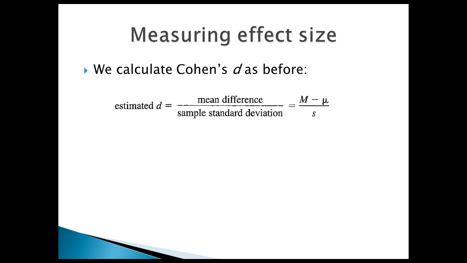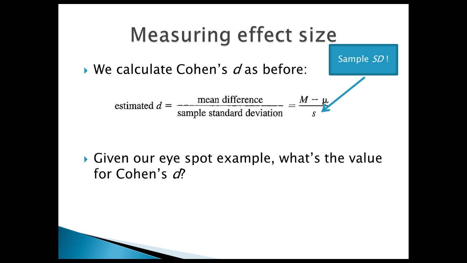So measuring effect size, how do we do that? We can calculate a Cohen's d as before, so estimated d equals the mean difference over sample standard deviation. So notice that this is very similar to the t calculation, but for the denominator it's just the plain Jane standard deviation, not the estimated standard error. So remind yourself, sample standard deviation here. So given your eye spot example with the googly eyes, you can calculate your Cohen's d value because you have the numbers already. So actually calculating your Cohen's d after you do your t-test is quite simple.